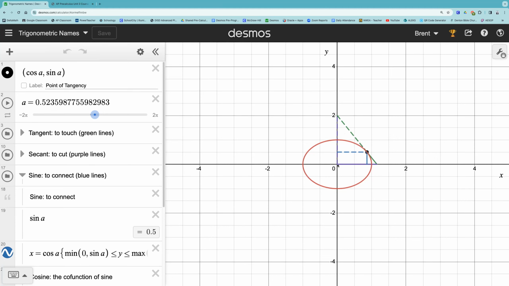Now let me go to secant. Secant means to cut through. You see how this line right here cuts through the circle? The secant line goes from the origin to the intersection of the tangent line with the x-axis. That's the length of secant.